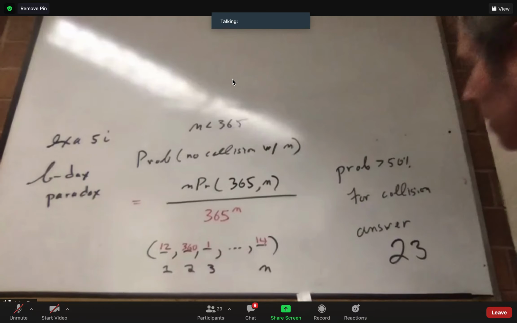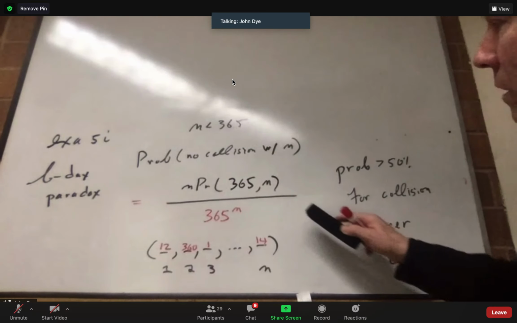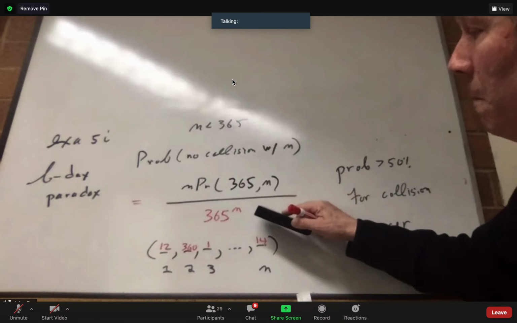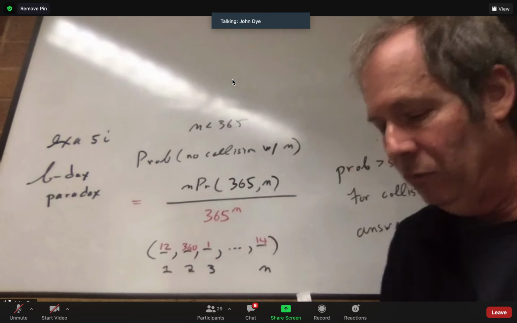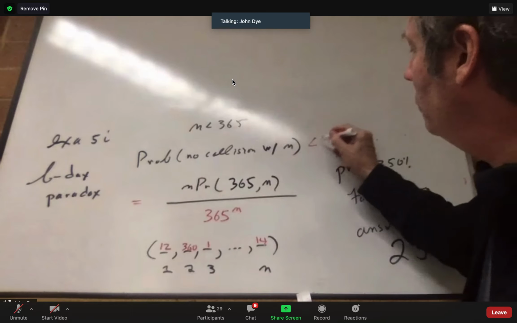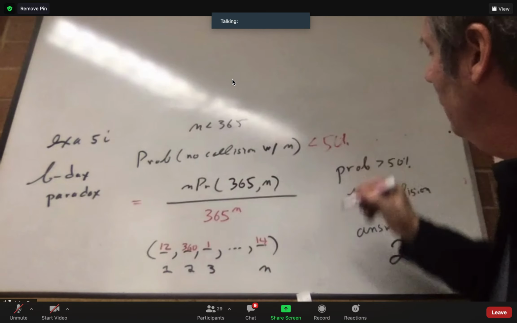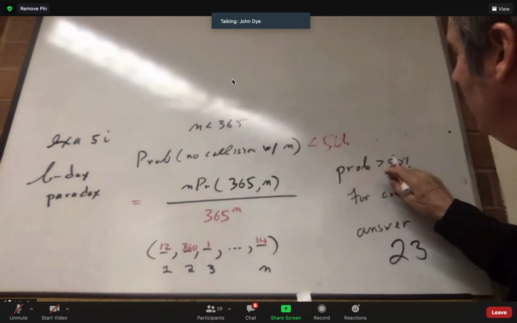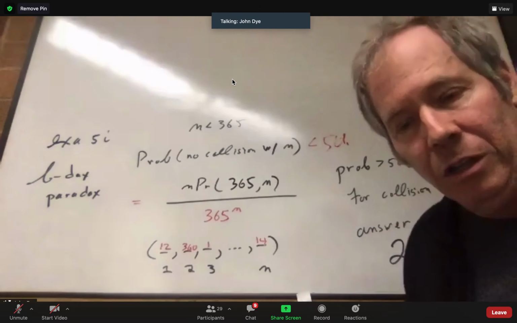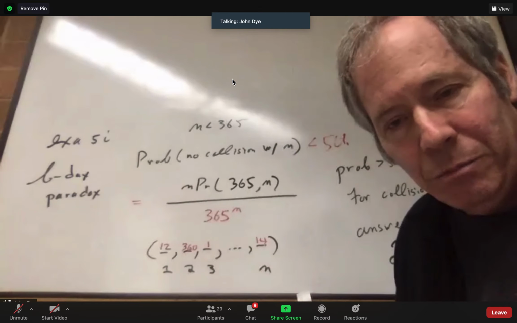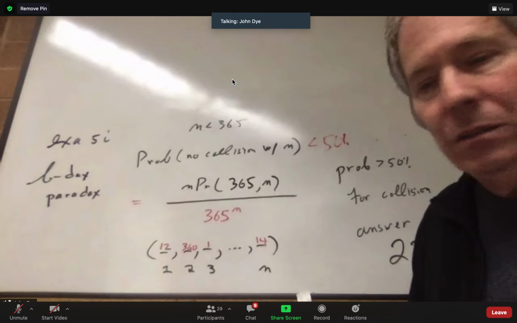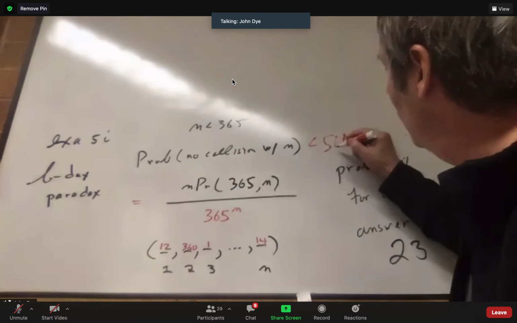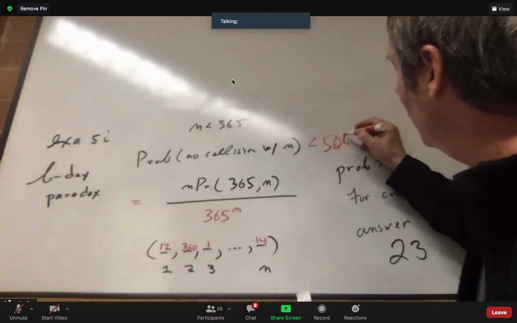So the question, how did they get to 23 here? Well, what's the story? You want to know the probability of no collision. You want that to be less than 50%, because then the probability of getting a collision is going to be bigger than 50%. In the lingo of probability, it's going to be likely. If it's over 50%, it's likely. Sorry, this marker is going dry on me.